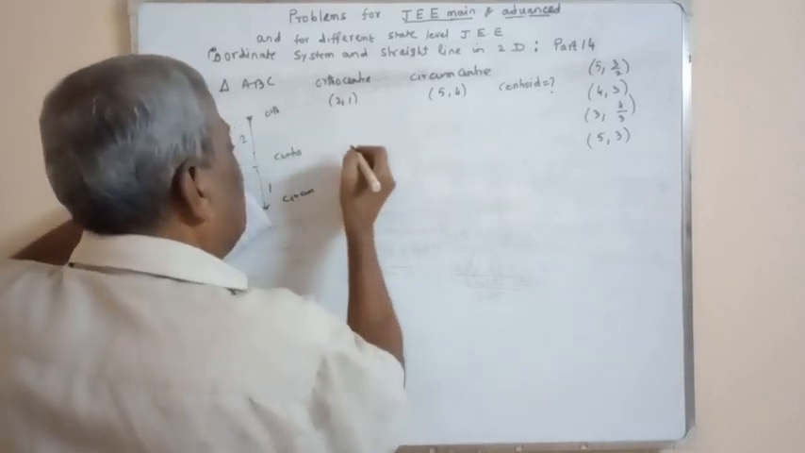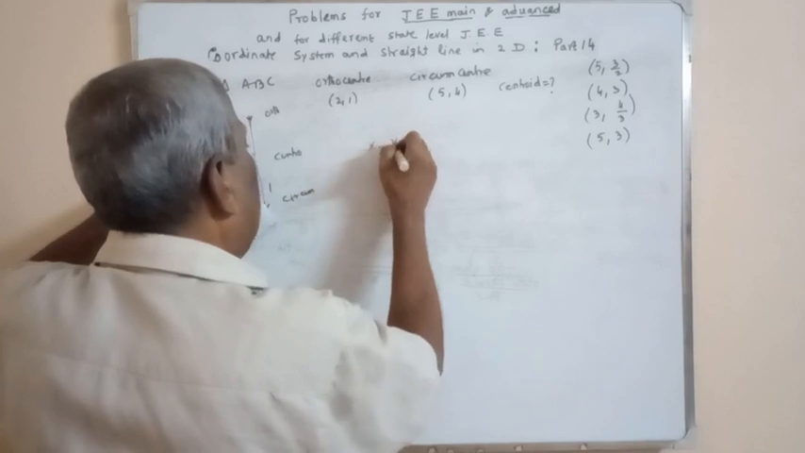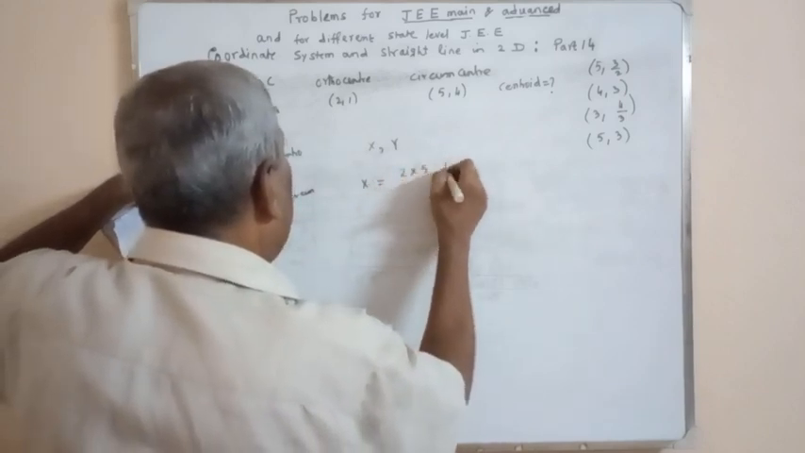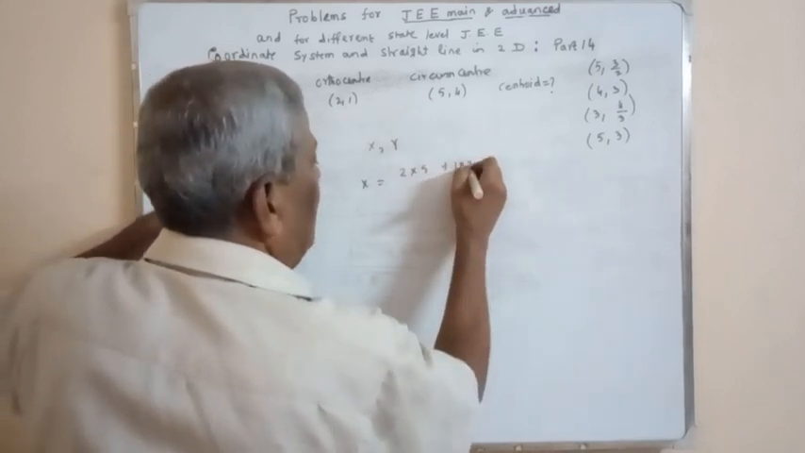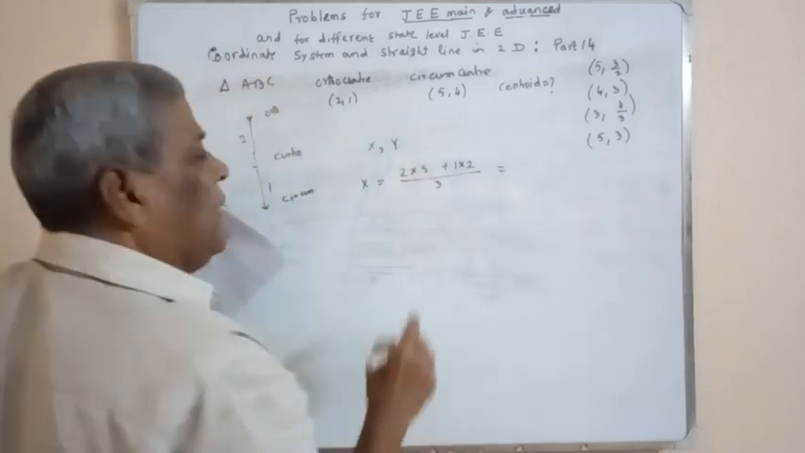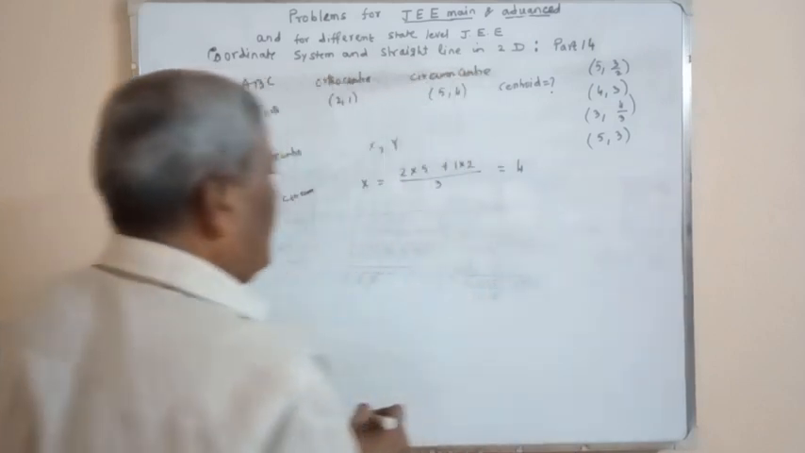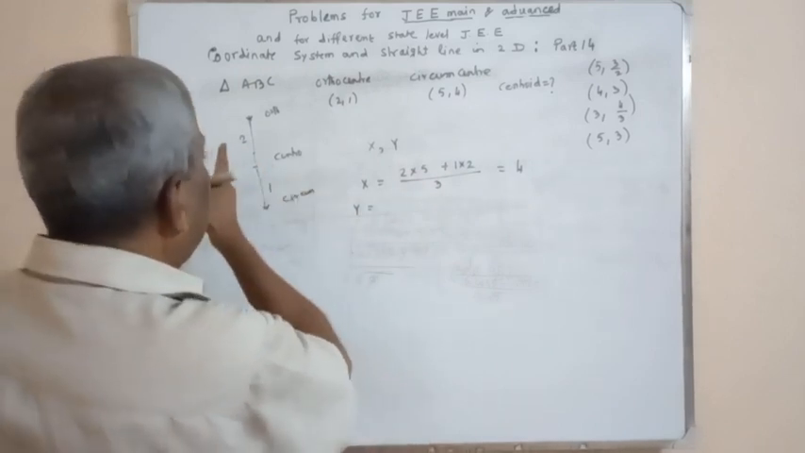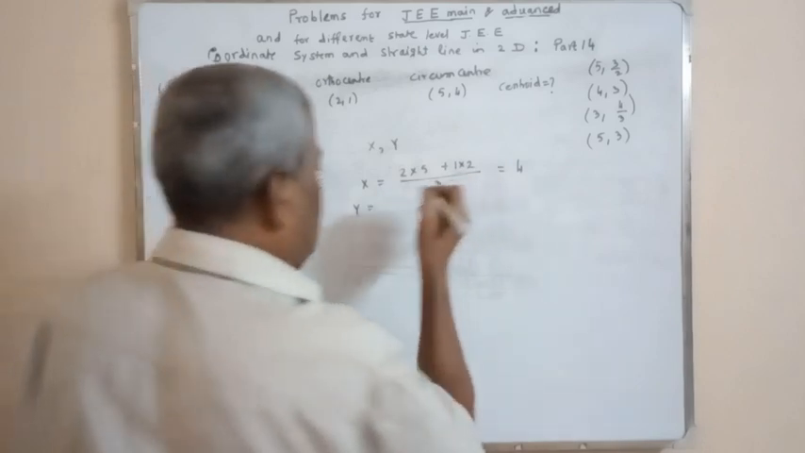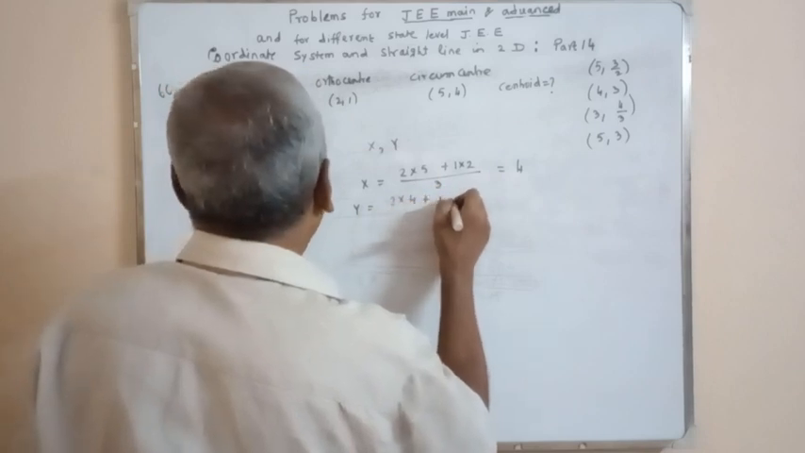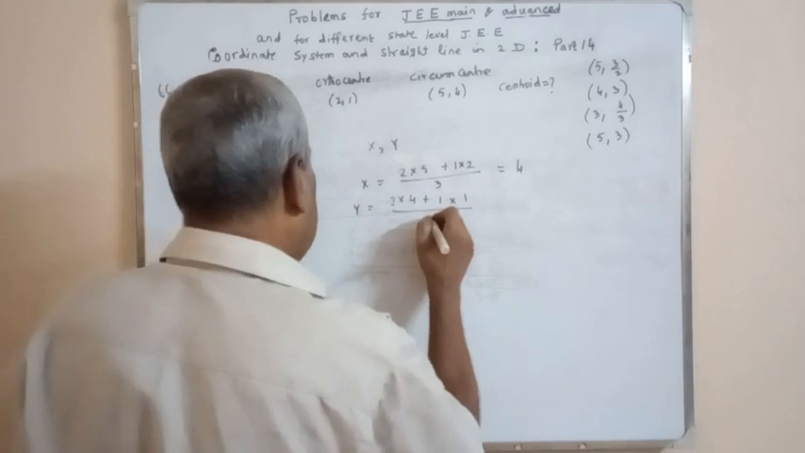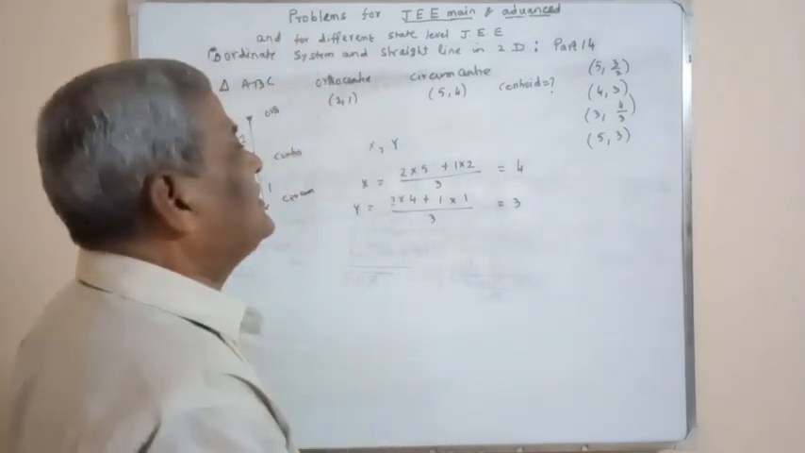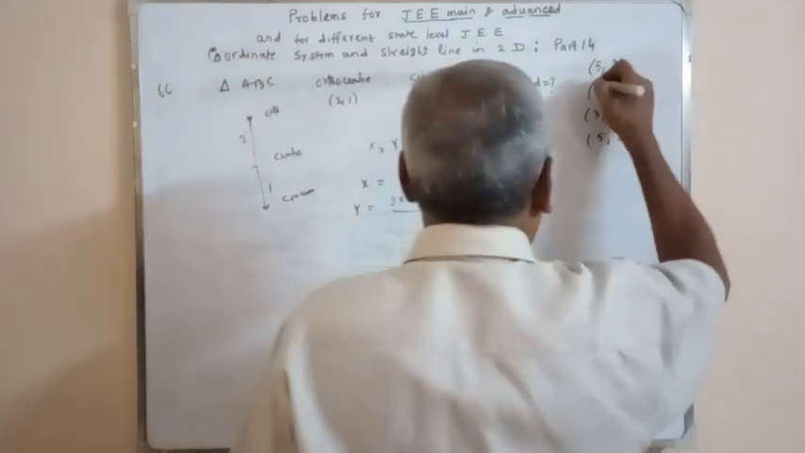Orthocenter is this. So for the centroid, suppose this is (X, Y). So X is equal to (2 × 5 plus 1 × 2) divided by 3. That is 12/3, so that it is 4. Y is 2 into the y coordinate of the circumcenter, that is 2 into 4, plus 1 into 1, divided by 2 plus 1, that is 3. So 8 plus 1, 9 by 3, so that it is equal to 3. So (4, 3) is the centroid of the triangle. Answer is B.